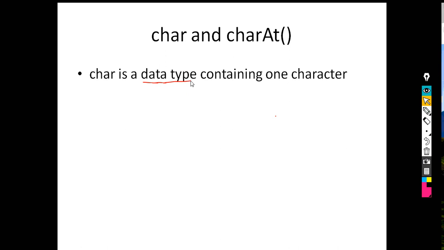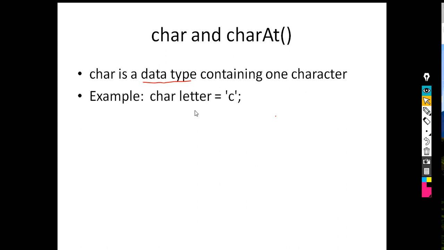So char is a data type, and just like int is a data type that holds ints, double is a data type that holds doubles. Char is a data type that holds characters like a string, only it's limited to holding only one character. It cannot hold more than one character.